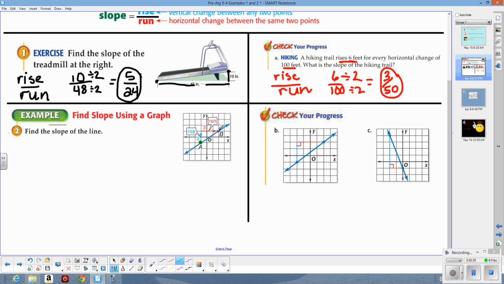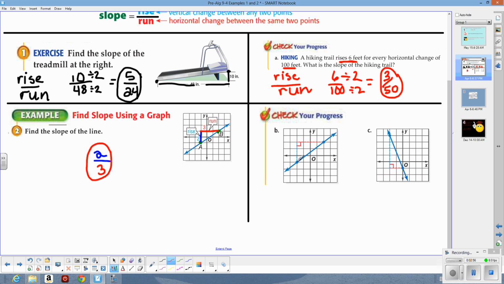So if we have these 2 points identified and we want to find the slope, we're going to do the rise, which is 2, over the run, which is 3. So the slope of this line is 2/3. You may want to pause the video and try the next 2 on your own.